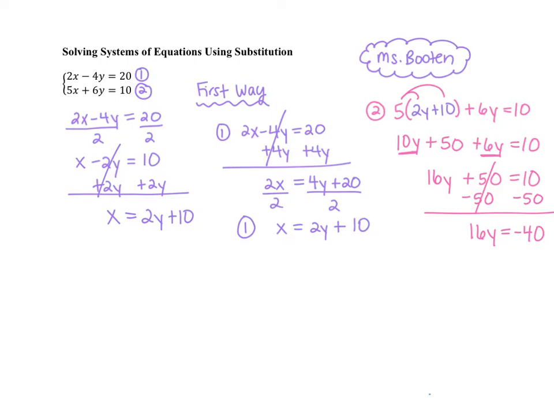And then our final step to get rid of that coefficient of 16 is to divide each side by 16 to undo that multiplication. And then you should be able to tell that this is not going to be a whole number, but that's okay. It's actually not too bad of a fraction, so it's negative 2.5. So now we have the variable y solved for, so now we have to go back and solve for x.